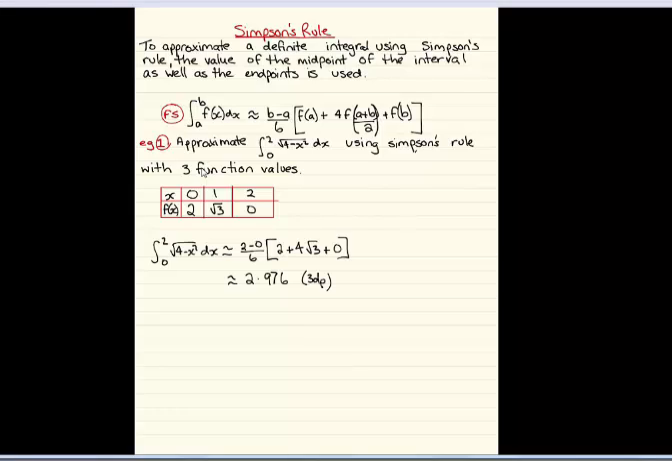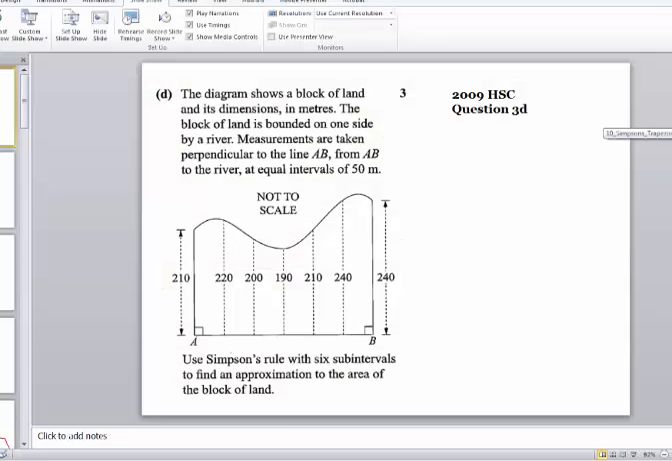Alright. In the real world, this is generally applied to things like blocks of land where we don't know what the function is, because later on in this topic we will learn how to work that out exactly without having to approximate it. But out in the real world, there are things like rivers that don't follow nice little mathematical paths. So, HSC questions often look something like this. This is from 2009, and it says the diagram shows a block of land and its dimensions in meters. So what they've got is this block of land, and we've got 3 straight sides, and then there's this river.